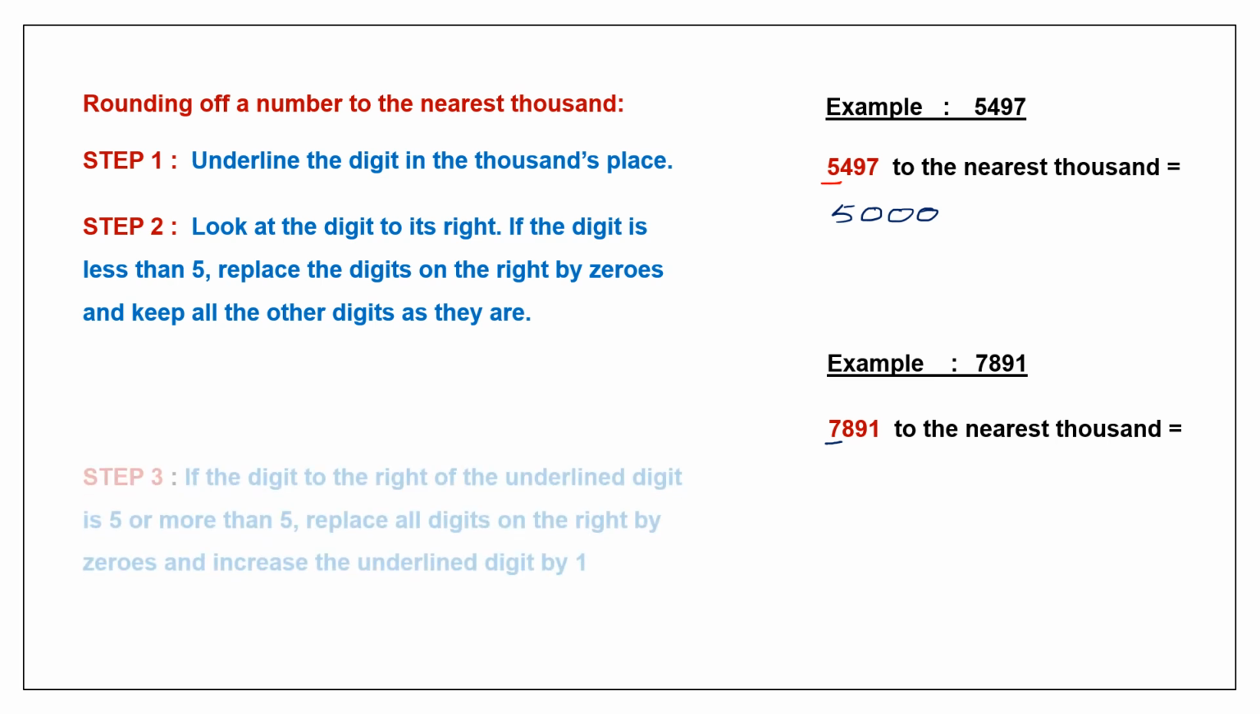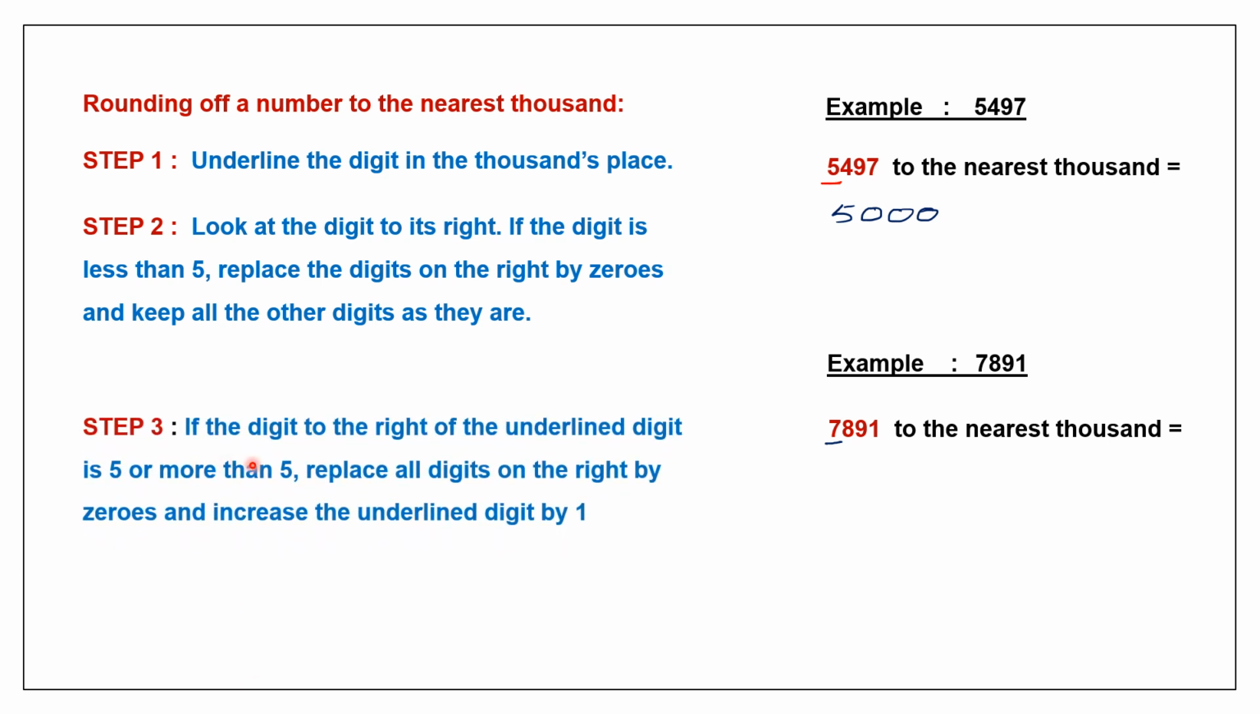It's more than 5. So what should we do? If the digit to the right of the underlined digit is 5 or more than 5, replace all digits on the right by zeros. So all these 8, 9 and 1, replace it by zeros and increase the underlined digit by 1. So 7 will now become 8. So what will I get here? I will get 8000. Okay.